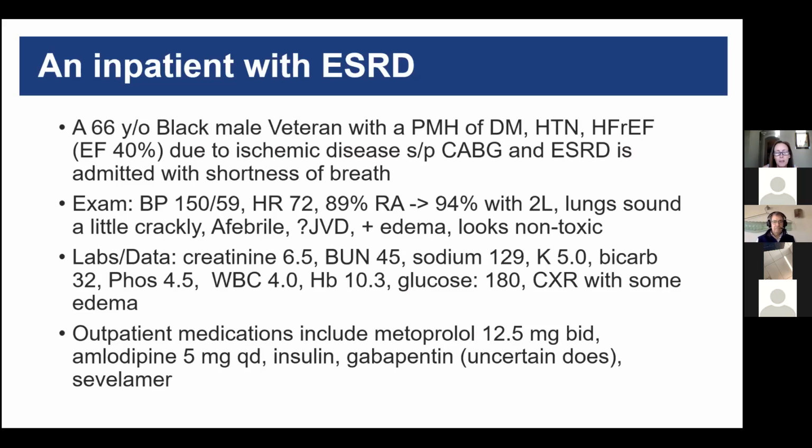He's afebrile. You have a hard time telling what the JVD is doing, but he does have a little bit of lower extremity edema, and overall looks non-toxic. The labs and data that you have right now from his admission are a creatinine of 6.5, BUN of 45, sodium of 129, potassium of 5, bicarb of 32, phos of 4.5. White count is pretty much normal, hemoglobin is 10.3, which is normal for an ESRD patient, glucose is 180, and chest x-ray has some edema. The outpatient medicines include metoprolol, amlodipine, insulin, gabapentin, and sevelamer.